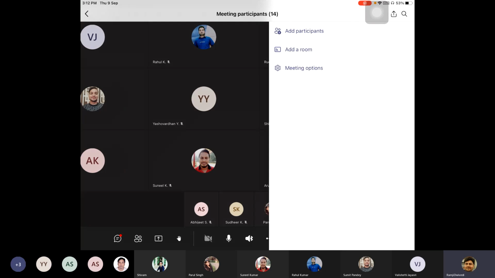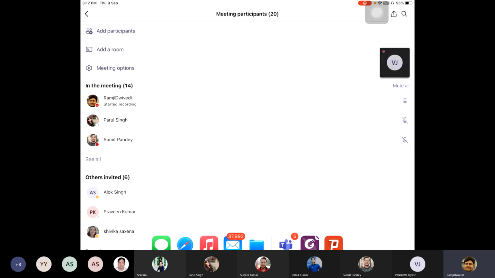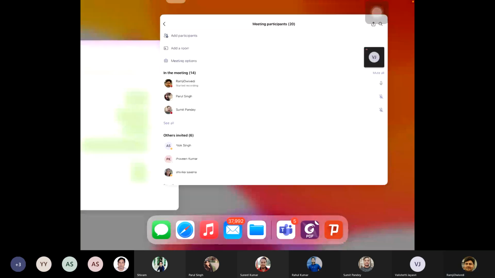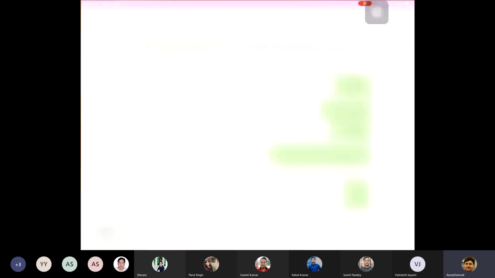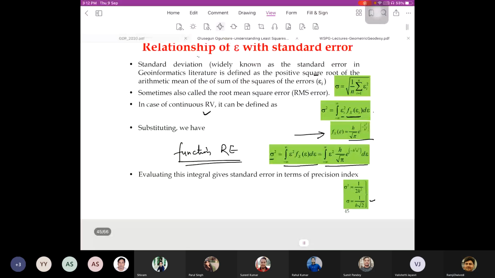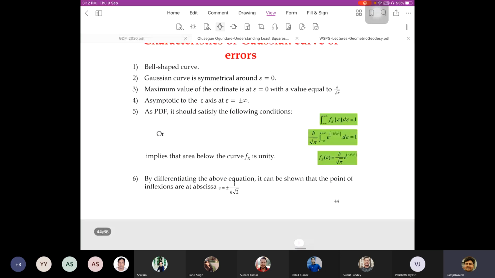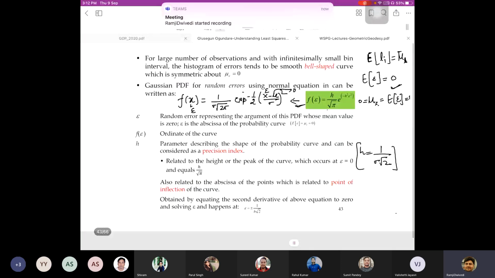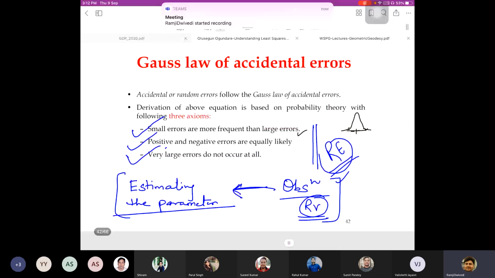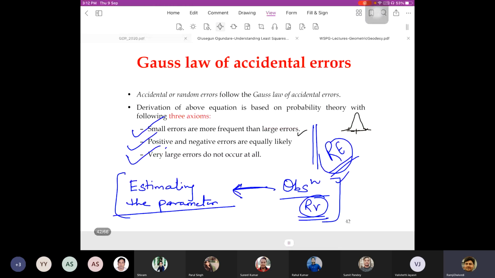Yeah, so we were discussing the Gauss law of accidental errors, where we discussed the accidental or random errors. They follow the Gauss law of accidental errors, and we have very simple three axioms.